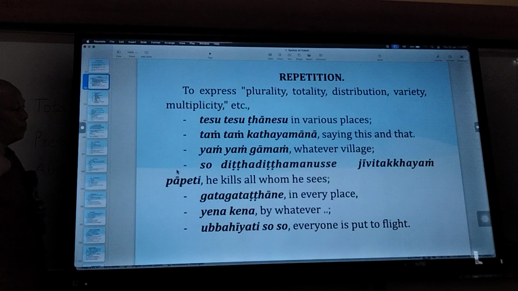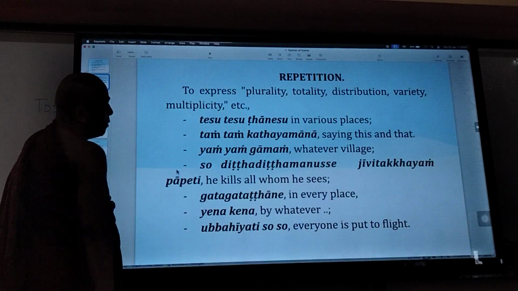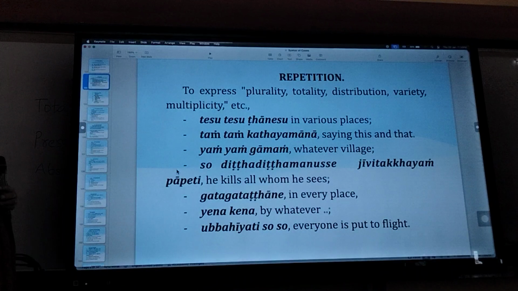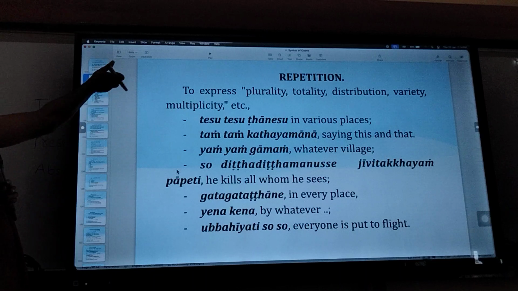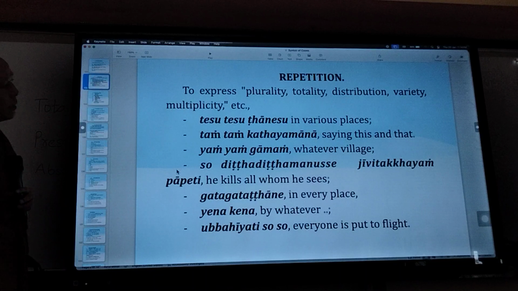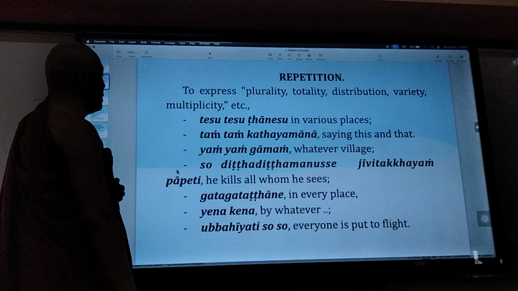So that is based on context, when we see such a repetition of the pronoun, so it can be understood in the plurality or totality or distribution or variety.